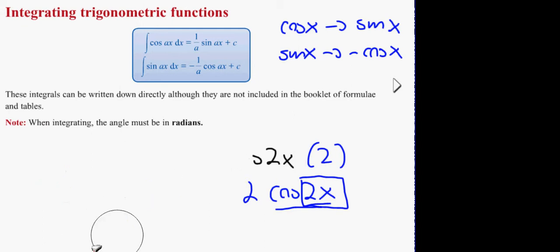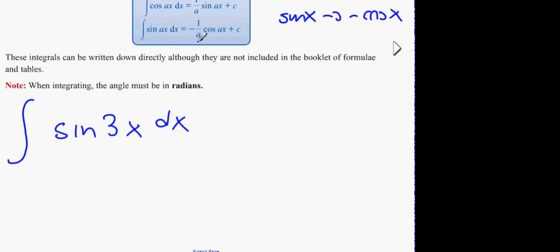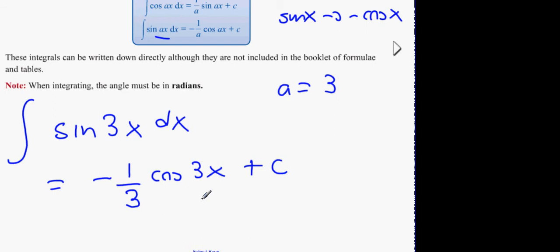Now let's work directly with the equation here. If you want to work directly with the equation, you have to learn it off by heart. So for example, what is the integral of sine 3x dx? We can say that a is what, guys? What is the a value? A is 3. Therefore, the integral is going to be minus 1 over 3 cos 3x plus c.